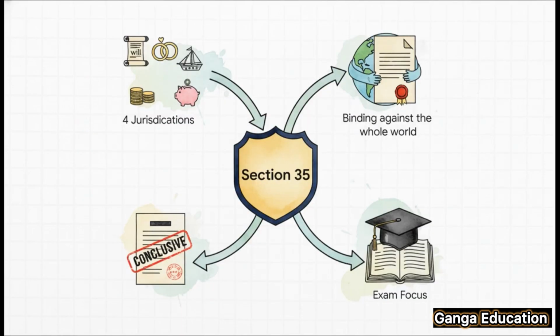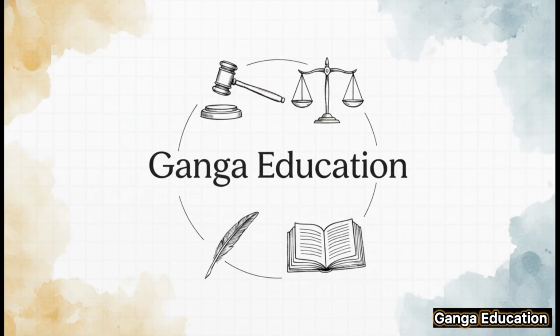Okay, before we wrap up, let's do a super quick revision. Just remember these 3 things. 1, we're talking about Section 35 of the Bharatiya Sakshya Adhiniyam 2023. 2, the core idea is that final judgments in probate, matrimonial, admiralty, and insolvency cases are conclusive proof against the whole world. And 3, this is a hot topic with a very high chance of appearing in your judiciary and APO exams. Got it? And that's all for our explainer on Section 35.